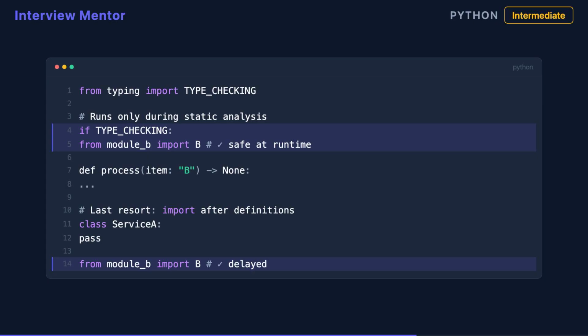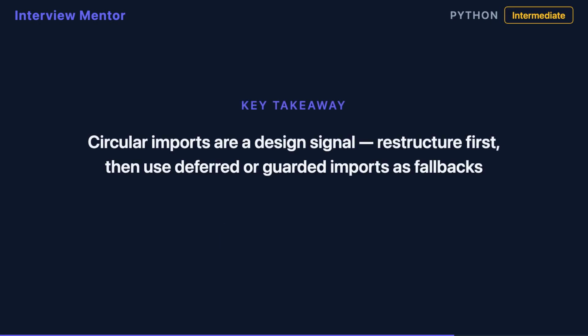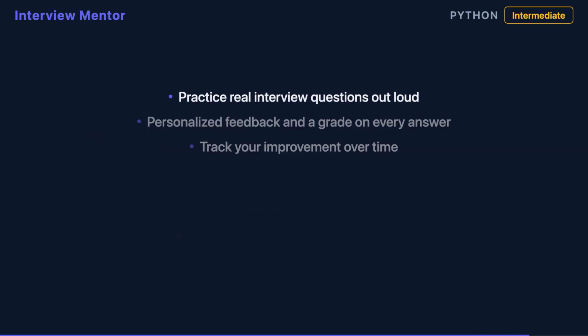As a last resort, you can also move imports to the bottom of a file after your class and function definitions to delay when the cycle resolves. Circular imports are almost always a design signal. Restructure your code first, then fall back to deferred imports or the TYPE_CHECKING guard.